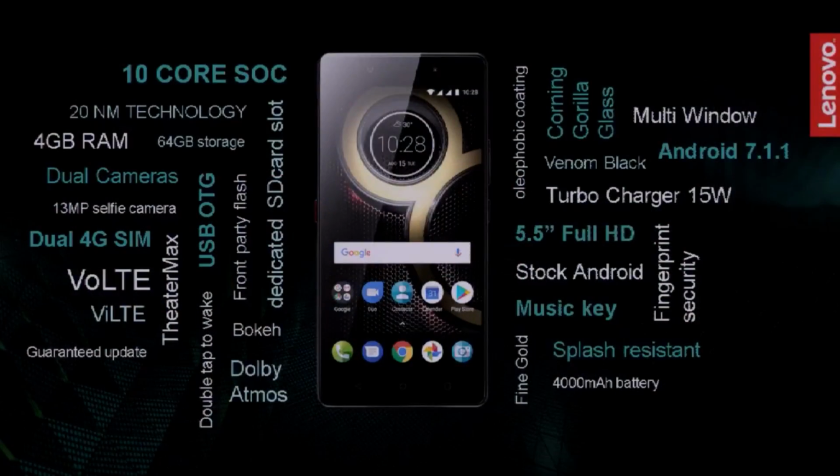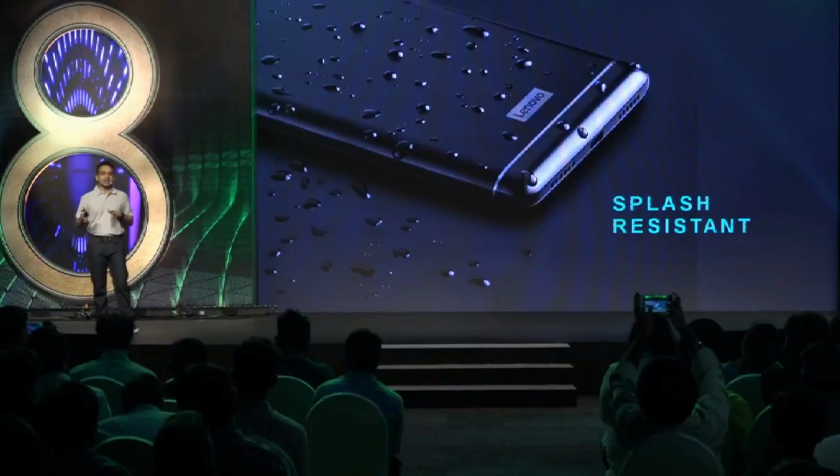Now talking about a few more things is the battery backup. We're gonna get a 4000 milliamp hour battery, a metal aluminum unibody with splash resistance. They have clearly mentioned that the phone is splash resistant, but it is not water resistant. They have clearly mentioned that also.